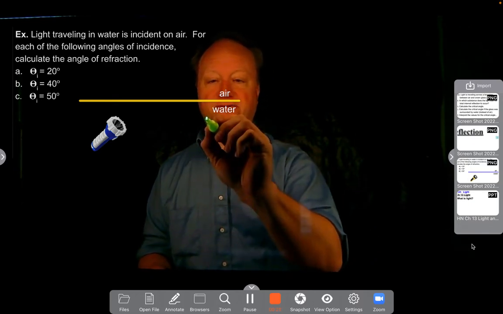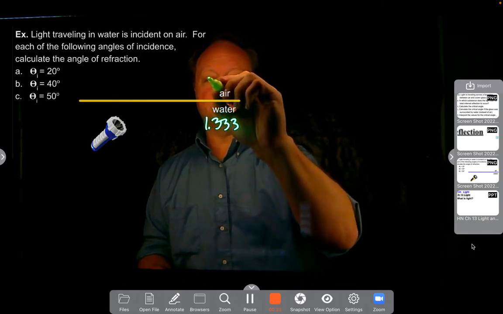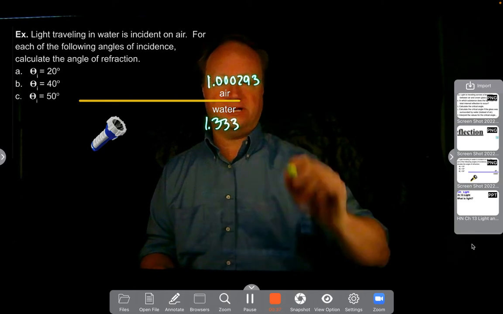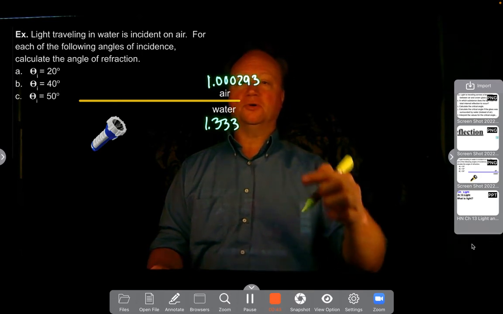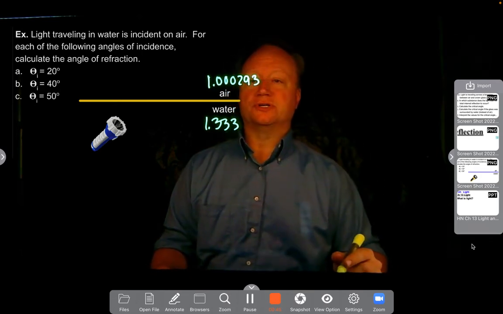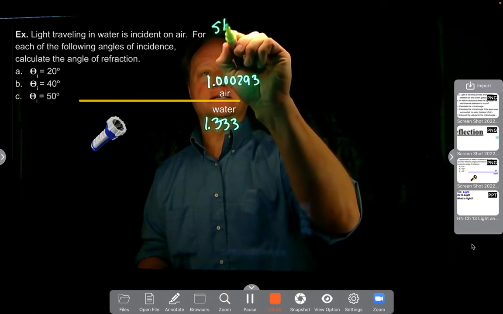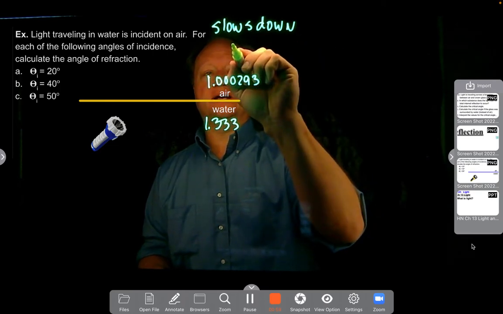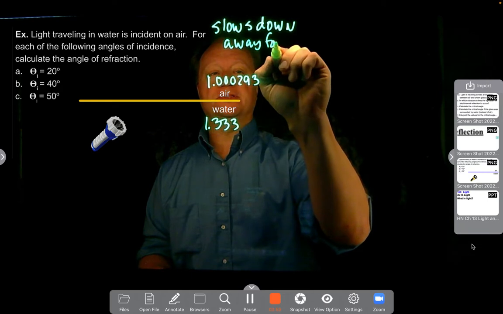Water, our index of refraction, 1.333. Air, our index of refraction, 1.000293. So we need to predict whether it's going to speed up or slow down, and bend toward or away from the normal. When you go into a substance of a lower index of refraction, then your light speeds up. And in speeding up, it will bend away from the normal.